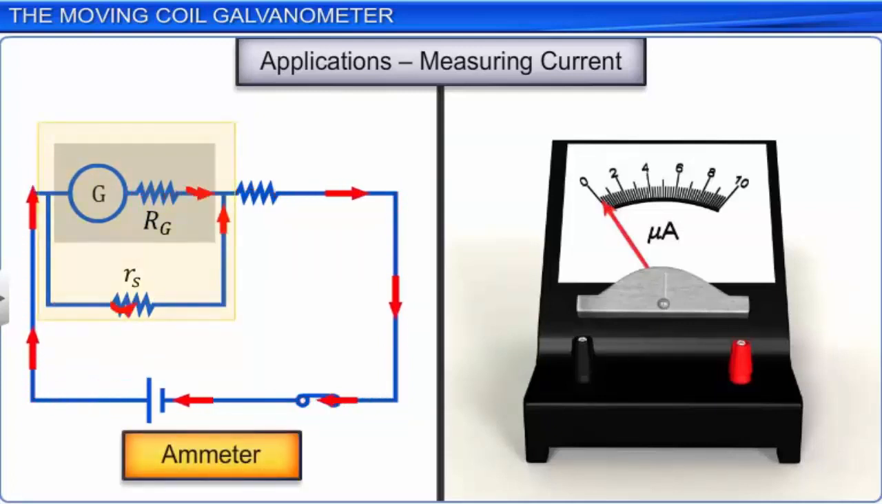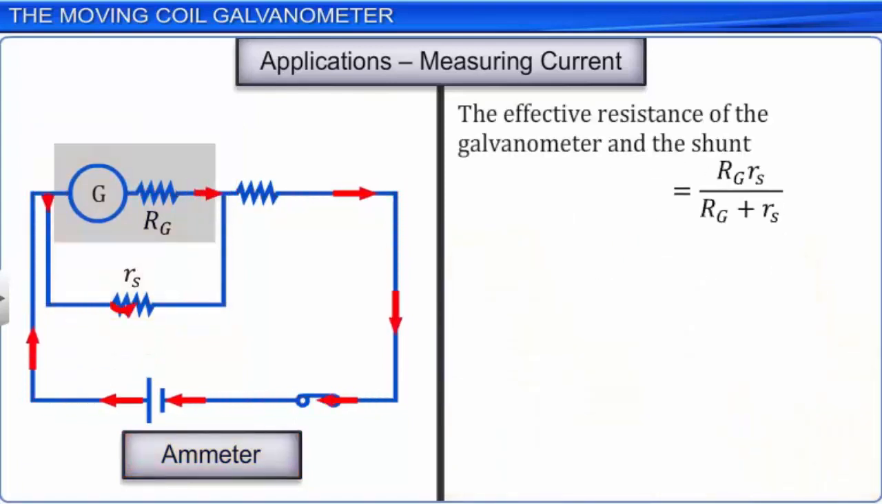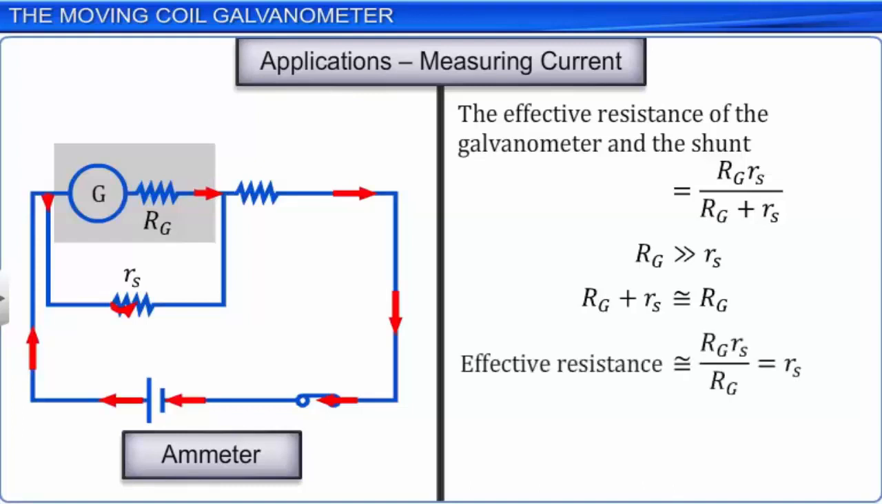The effective resistance of the galvanometer and the shunt resistance is equal to Rg Rs by Rg plus Rs. But the galvanometer resistance is a lot higher than the shunt resistance. That is, Rg is very large as compared to Rs. In that case, Rg plus Rs becomes approximately equal to Rg. Hence, the effective resistance becomes approximately equal to Rs.